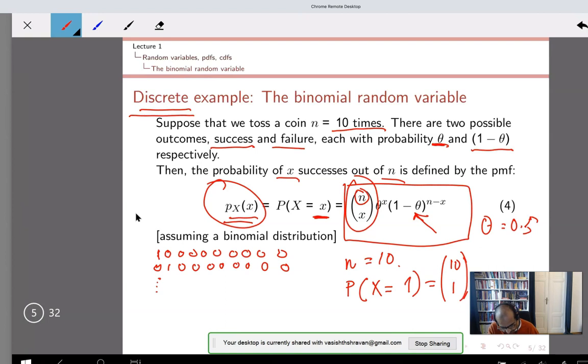Right, so I've written 10 choose 1 here, 0.5 to the power of 1, and 1 minus 0.5, which is 0.5 to the power of 9. Okay, that's what this equation tells me to write. So this allows me to compute the probability of getting exactly 1 heads when I'm tossing a coin 10 times. Okay, that is the whole point of defining a probability mass function associated with a binomial random variable. It allows us to compute the probabilities of every possible outcome.